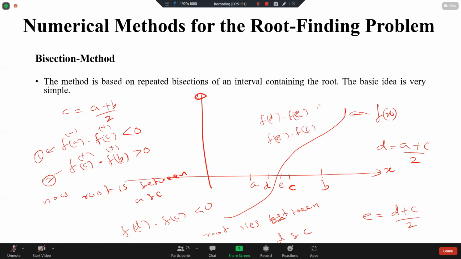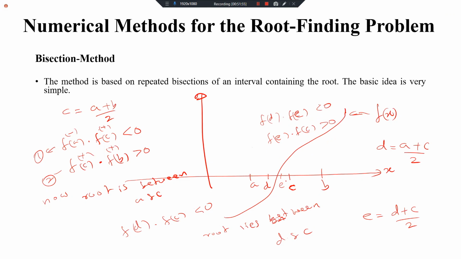D, you know, this one. This is greater than 0. That means in between E and C there is no root. In here no root. Between these two there is a root.